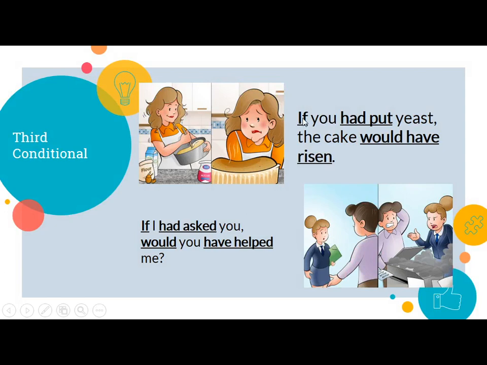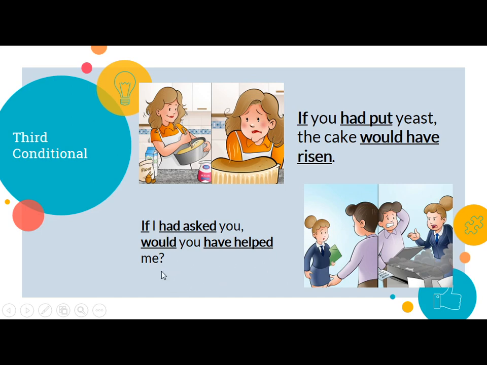If you had put yeast, the cake would have risen. So yeast is that substance or that type of flour that you add to the dough so it can rise. But the problem of the woman is that she didn't do that action. That's why it didn't rise. So that's why she says, if you had put, so had put, so here we have the past perfect form, and then would have, and then the past participle, risen.